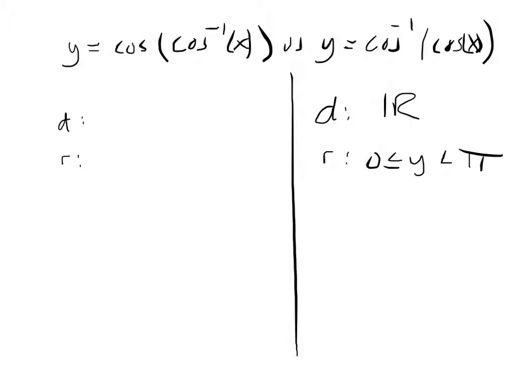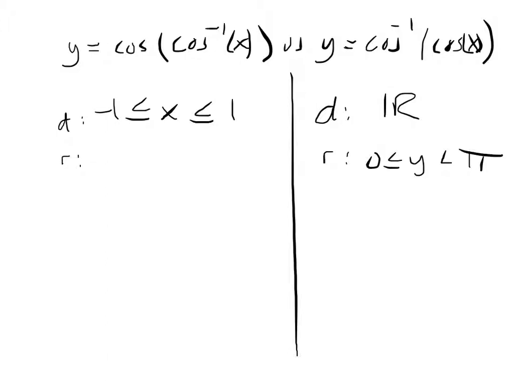Let's take a look at domain and range for the first one now. What's my domain? What can go in as an x value here? Well, it has to be a trig ratio. It's got to be the cosine of an angle. And the cosine we know is limited from negative 1 to 1. So my domain over here is going to be x between negative 1 and 1.